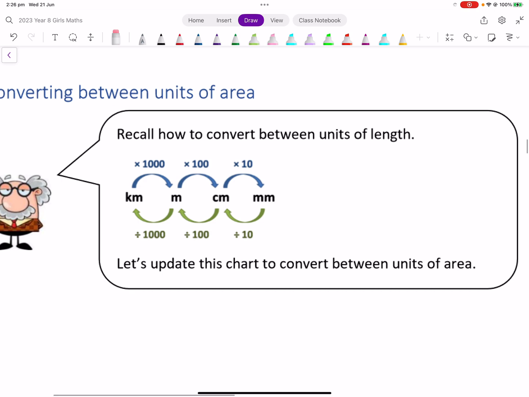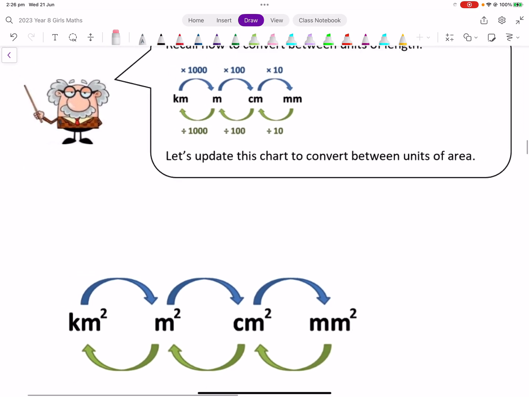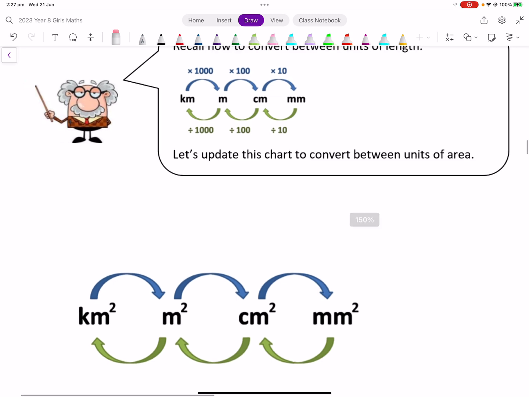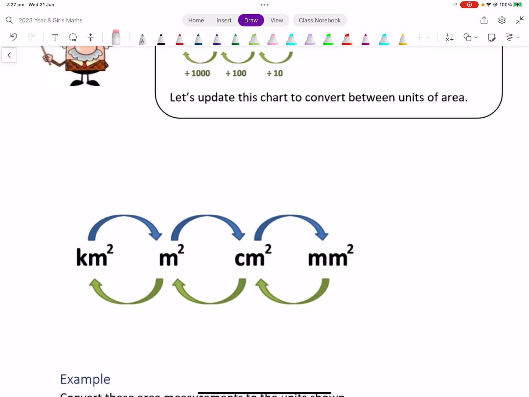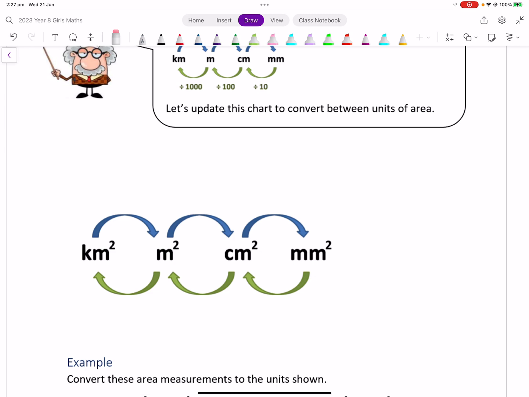Well, let's update this chart now to convert between units of area. So the only difference in this chart is that instead of kilometres to metres, it's kilometres squared to metres squared.